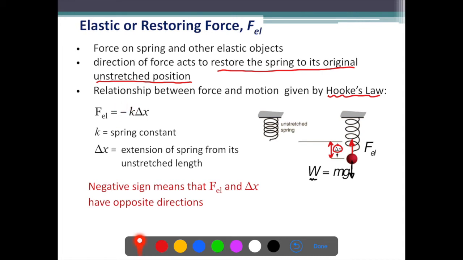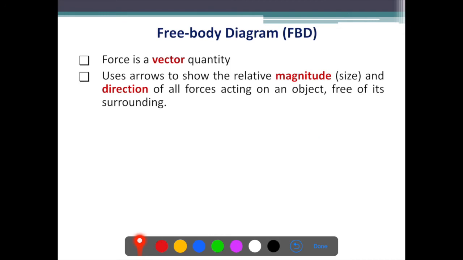Now the negative sign in this equation is very important because it tells you about the direction of the elastic force. Meaning the elastic force is directed such that it tries to bring back the spring to its original unstretched length. Okay. So those are the different kinds of forces that we will encounter in our study of dynamics.